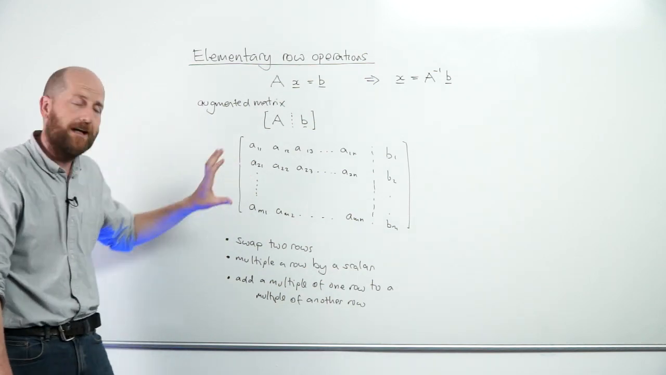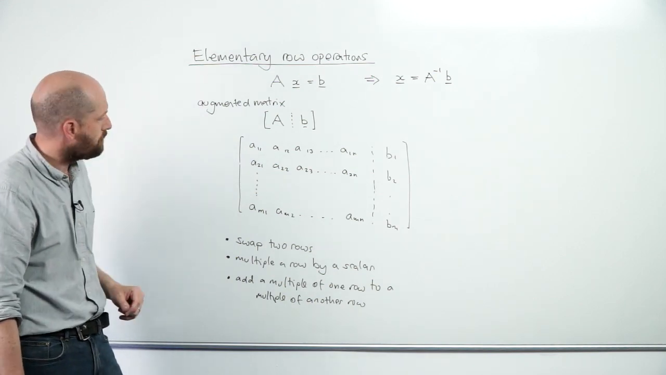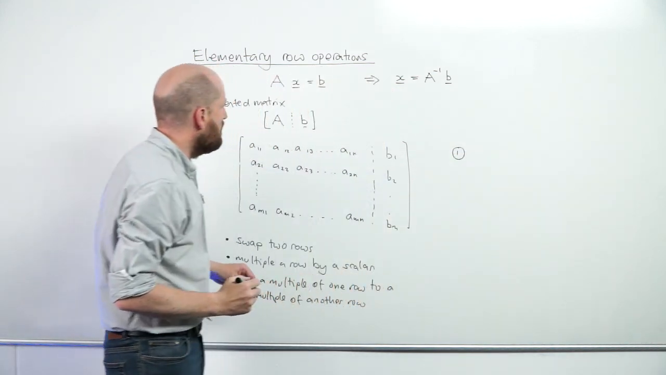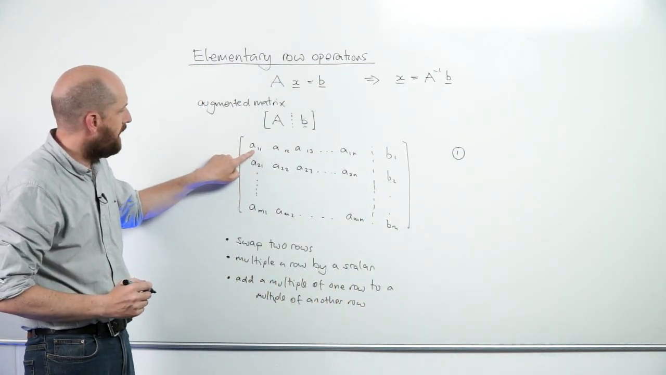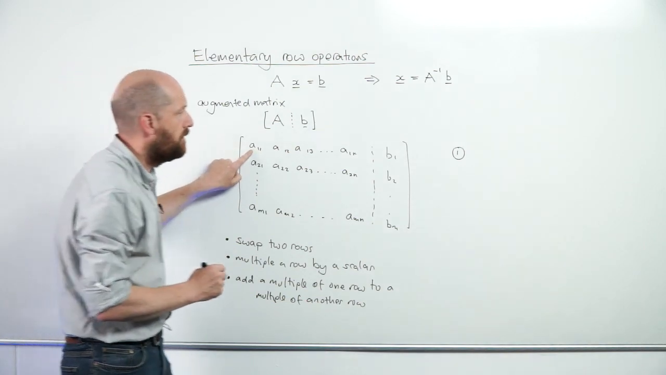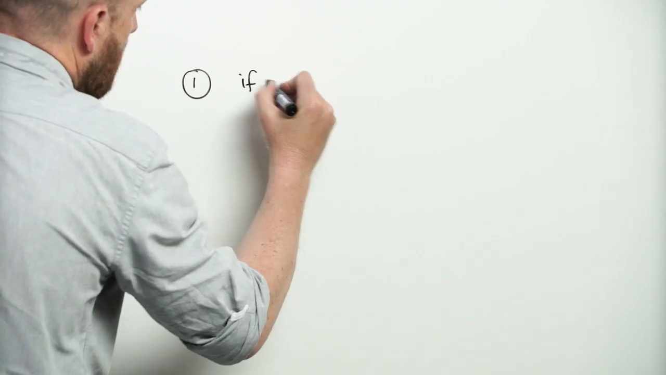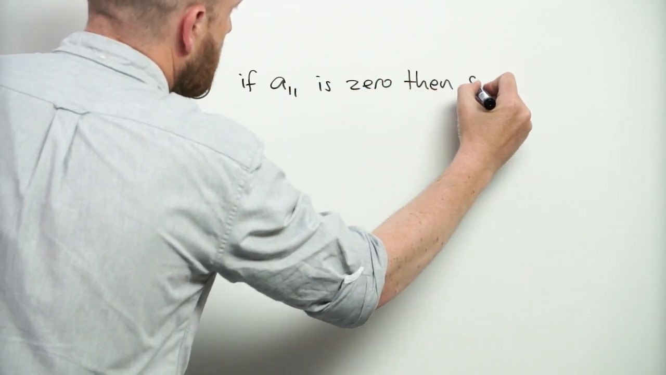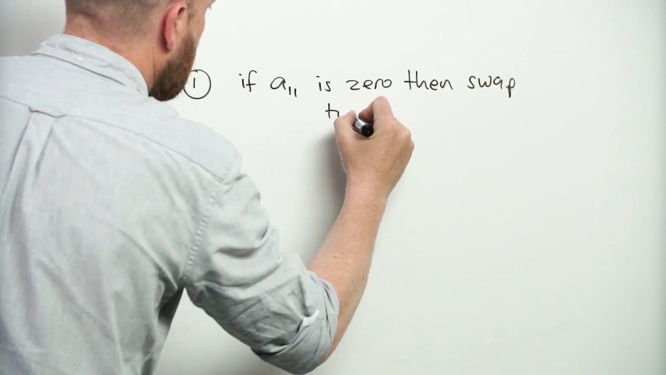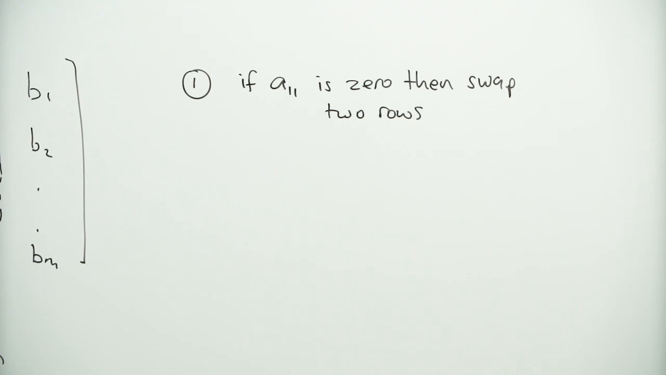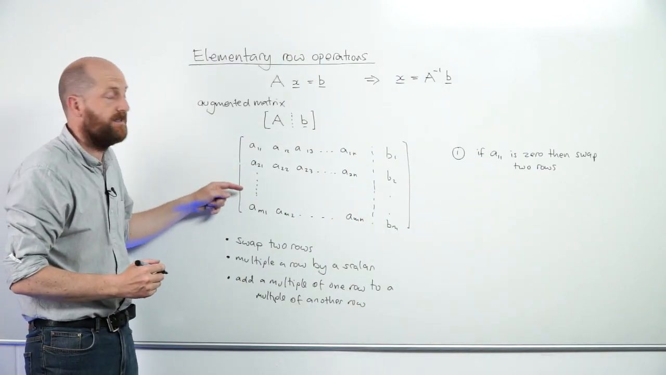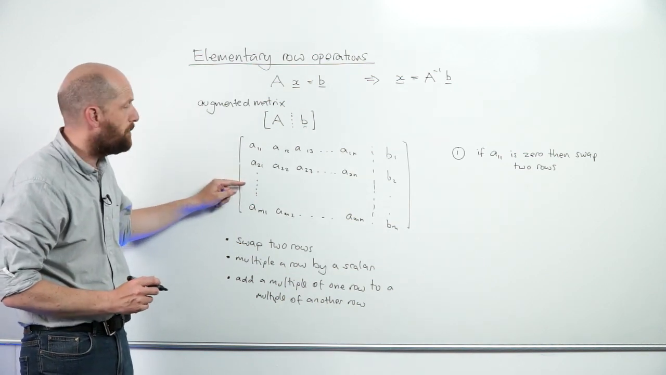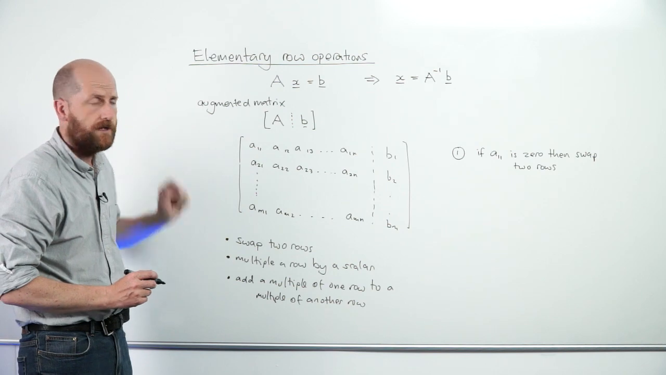Why would I want to do that? Well, there's again a system for what I'm going to do. So I'll do that over here. The first thing I'm going to do is make sure A11 here, this element here, is not 0. If A11 is 0, then swap rows. So swap the first row with another row which doesn't have 0 as the first element. So I swap whichever row I want, it doesn't really matter. I've just got to make sure A11 is not 0.